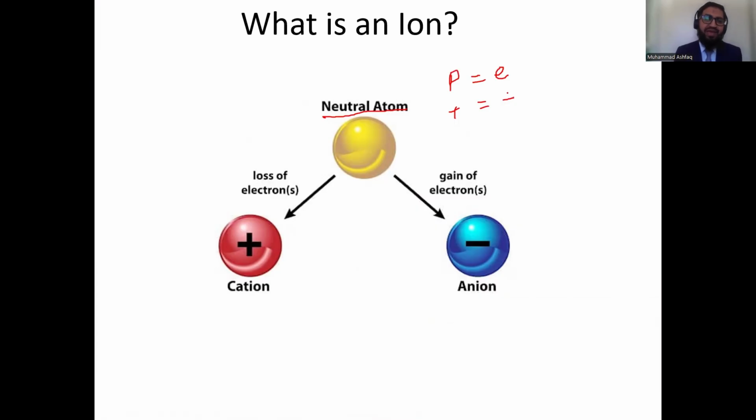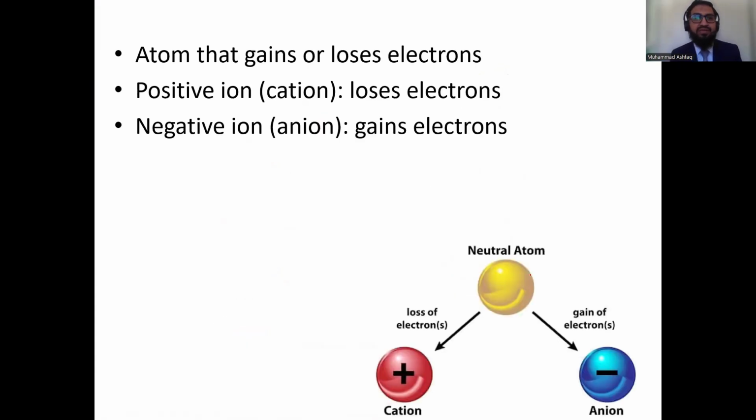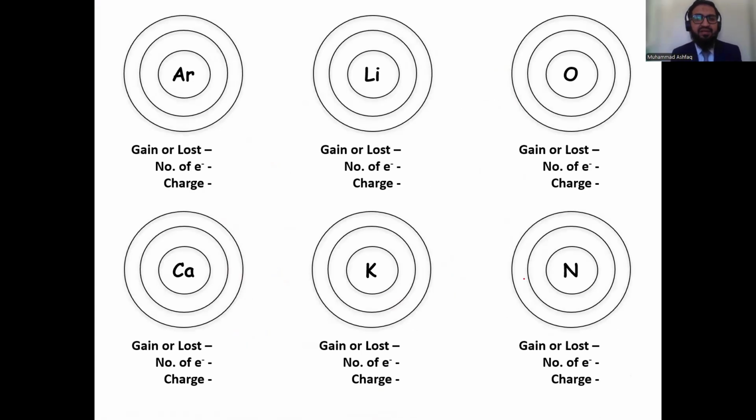But in any case, if an atom loses electrons, it becomes a positive ion. Positive, it means cation. To remember this, whenever you write the name CAT, the T makes a positive sign. So you have to know that a cation has a positive charge, and when it gains electrons, it becomes an anion.